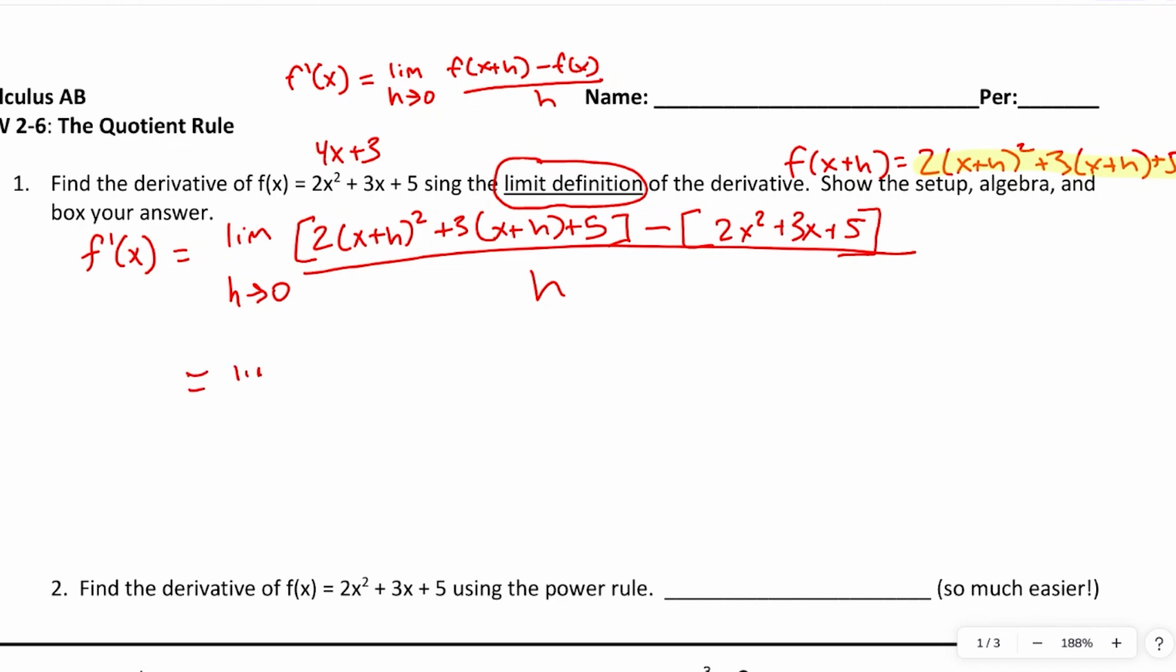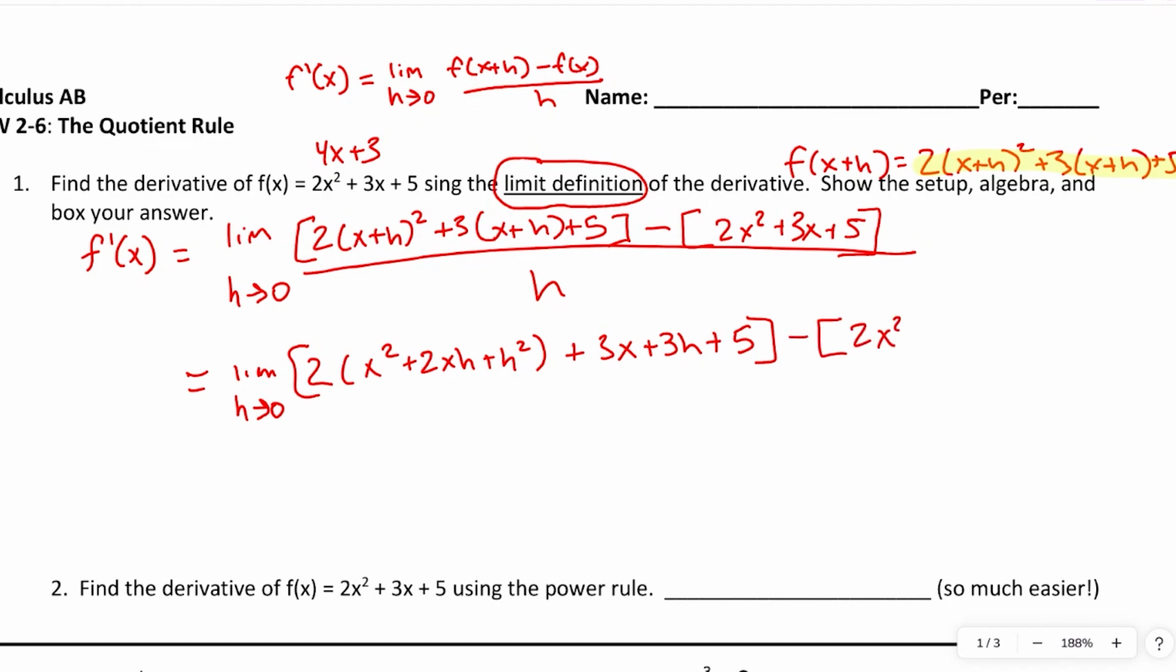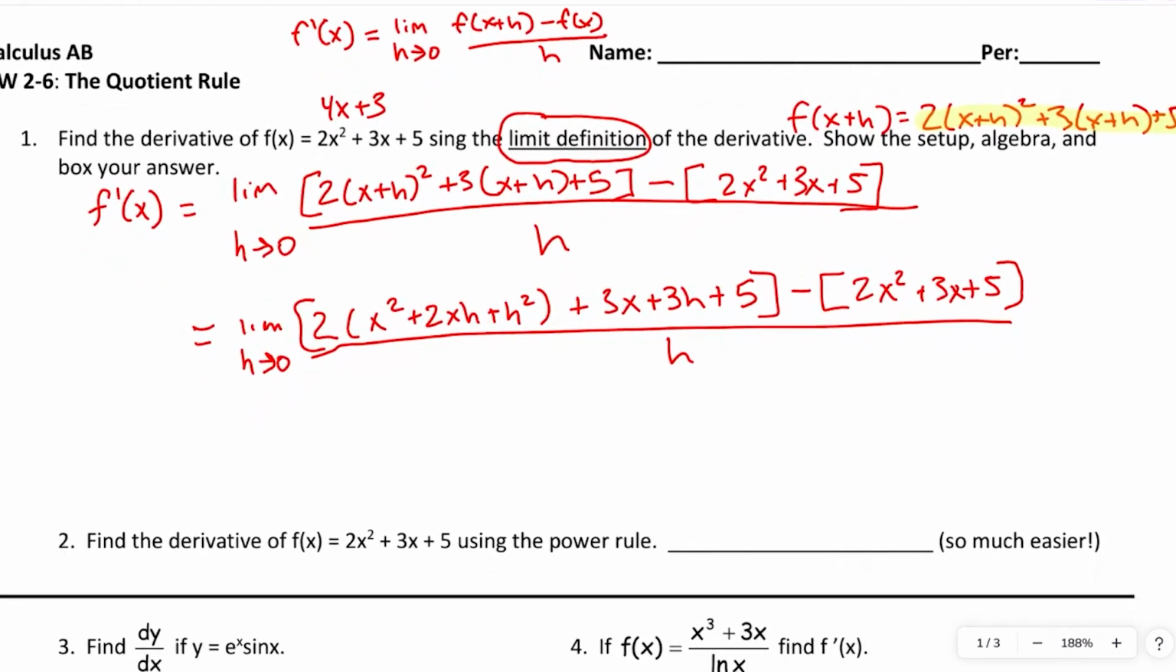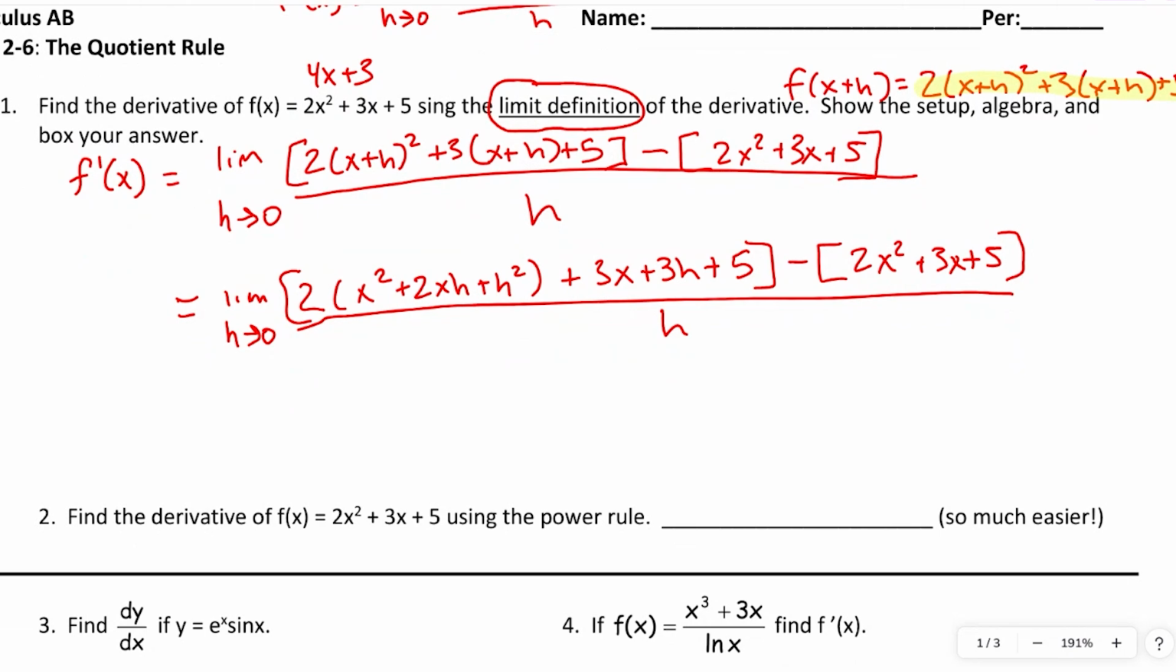So this will equal the limit as h approaches 0, and right now I'm just going to simplify everything that I have in the numerator. So I'm going to multiply and just have 2 times x squared plus 2xh plus h squared plus 3x plus 3h plus 5, and then I've got minus 2x squared plus 3x plus 5 all over h. Let's bring that up a little bit.